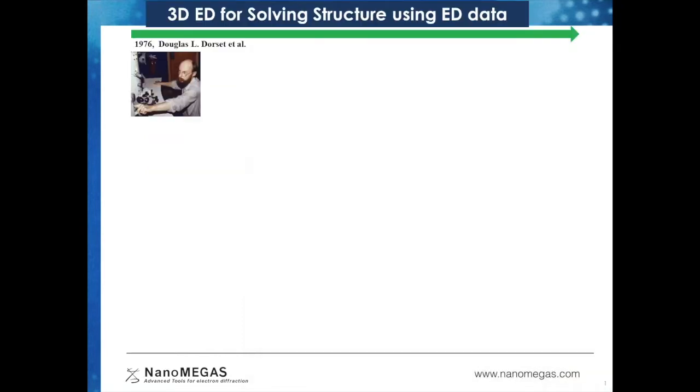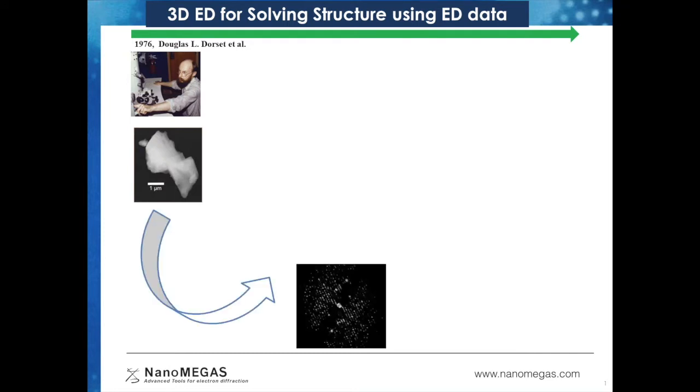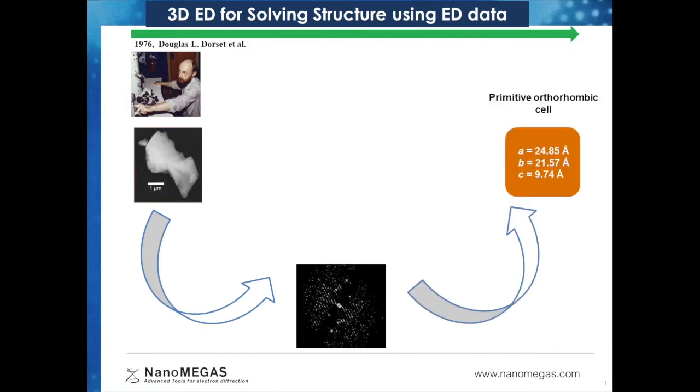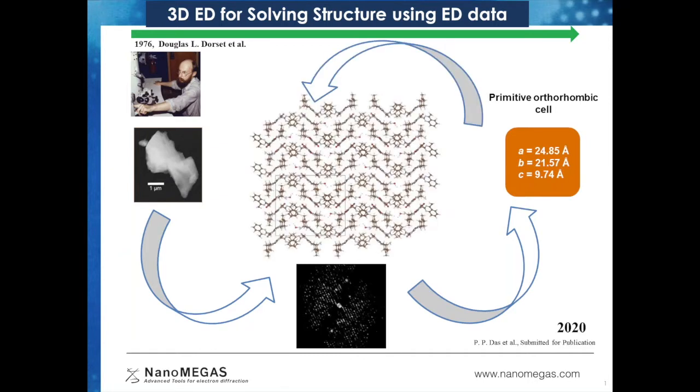Actually, structural analysis by 3D electron diffraction was started in the West in 1976 by an American scientist, Douglas Dorset. And what information can one really obtain using 3D electron diffraction? Let me show you an example from one of our recent works. Once there is a crystal, one can acquire 3D electron diffraction data. From the 3D electron diffraction data, one can determine the unit cell, symmetry, and extract intensities. And once intensity is extracted, one can find all the atomic positions present in the structure, as you can see here.